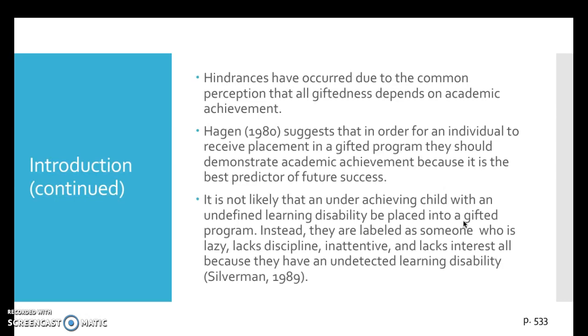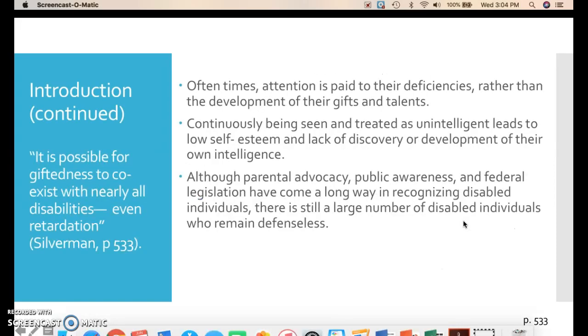Hindrances have occurred due to the common perception that all giftedness depends on academic achievement. Hagen suggests that in order for an individual to receive placement in a gifted program, they should demonstrate academic achievement because it is the best predictor for future success. It is not likely that an underachieving child with an undefined learning disability be placed in a gifted program. Instead, they are labeled as someone who is lazy, lacks discipline, is inattentive, and lacks interest, all because they have an undetected learning disability. Oftentimes, attention is paid to their deficiencies rather than the development of their gifts and talents.